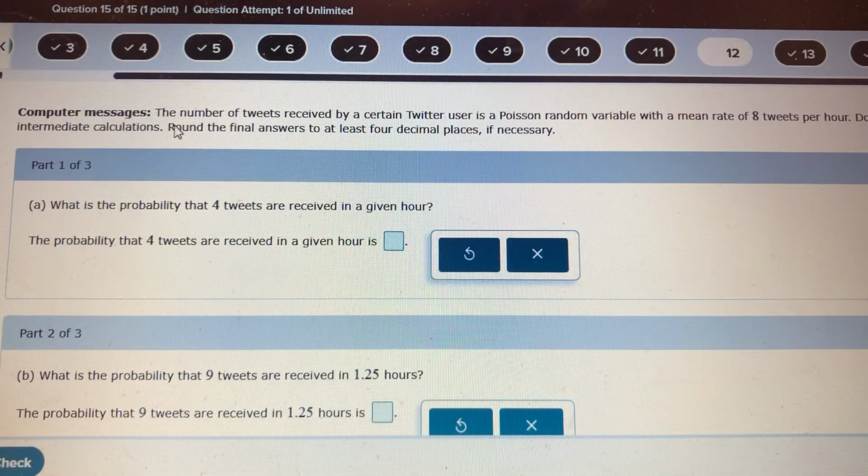Okay, this is a good problem. I think we got Poisson. There's a mean rate of 8 tweets per hour. So if they asked for the mean and it was per hour, the answer would be 8. If it was per 2 hours, it would be 16. And then if you want the standard deviation, just square root that.